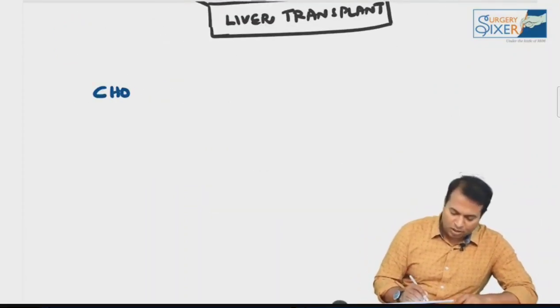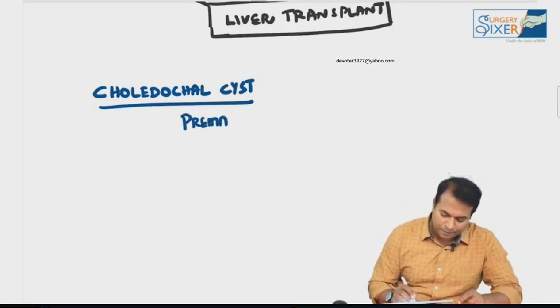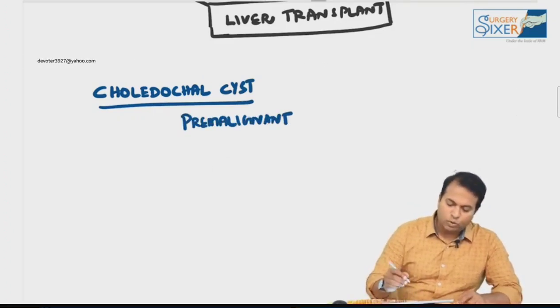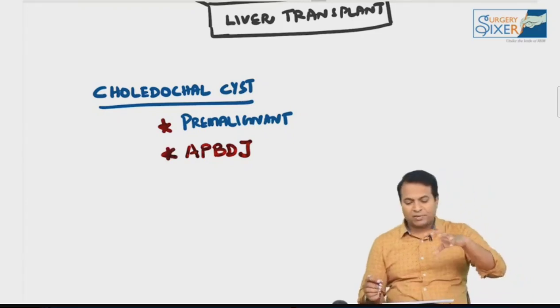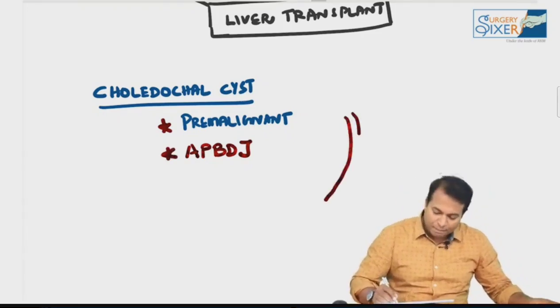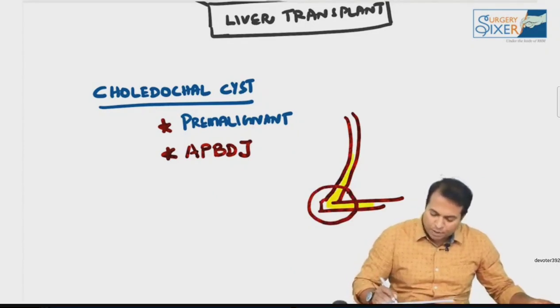First, we will discuss choledochal cyst. Please remember, choledochal cyst is a pre-malignant cyst. And they have recently found out this is due to anomalous pancreatic bile duct junction. The bile duct and pancreatic duct joining, there is some anomaly. That is the reason the pancreatic juice refluxes into the bile duct and results in this problem.